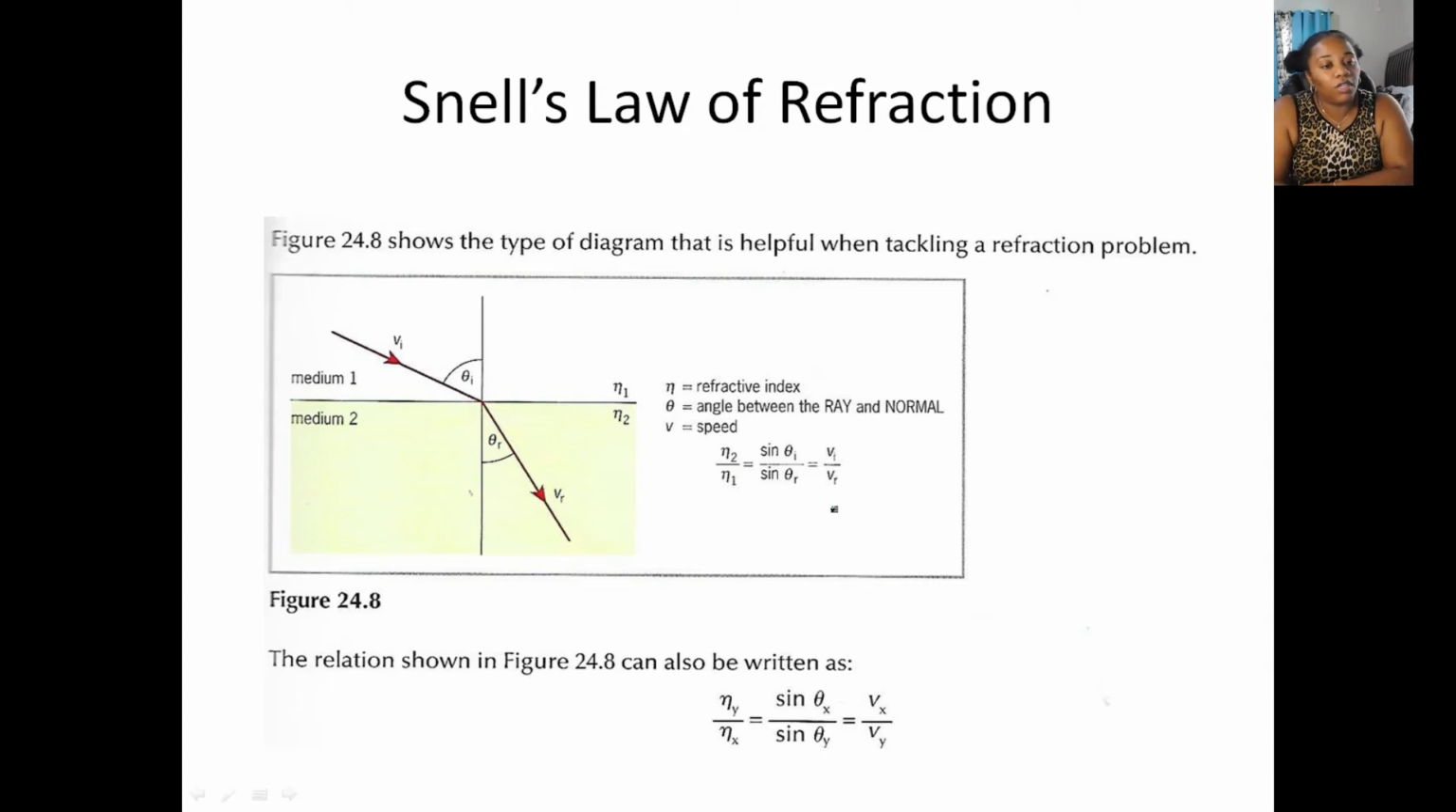So the figure, I took this out of a textbook, I think it was a physics concise text. Figure 24.8 shows the type of diagram that is helpful when tackling a refraction problem. And here we have the angle of incidence, right here. And then we have the angle of refraction.